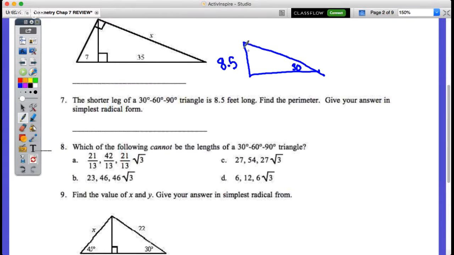So we have to remember that to find the side opposite the 60, we're going to take 8.5 and multiply it by radical 3. Because in a 30, 60, 90-degree triangle, the side opposite the 30 is x. The side opposite the 60 is x radical 3, and the side opposite the 90, the hypotenuse, is the shortest side times 2. What is 8.5 times 2? 17.